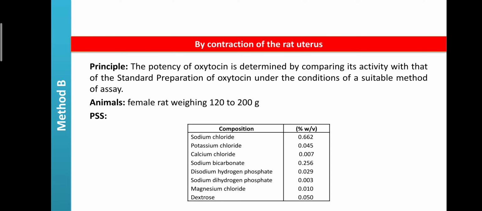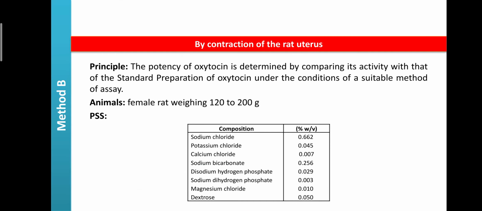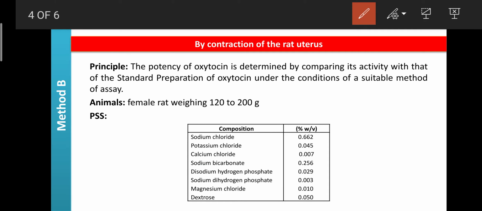Regarding animals, we require the female rat, because the uterus is only present in the female, not in the male rats. So you can take a non-pregnant female rat weighing 120 to 200 grams. That is the healthy or normal weight. Once again, you can maintain all the standard conditions.